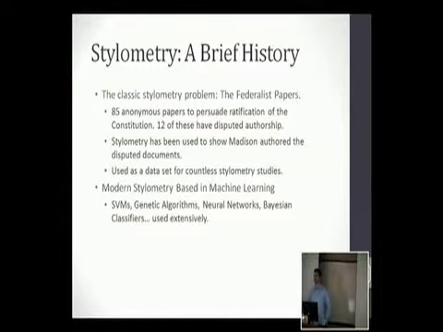And this has been used as a data set for countless stylometry studies. Now, modern stylometry does not just look at the frequencies of some different words, but it's embedded in modern artificial intelligence. Support vector machines, genetic algorithms, value-based classifiers. These are all current modern methods of stylometry.